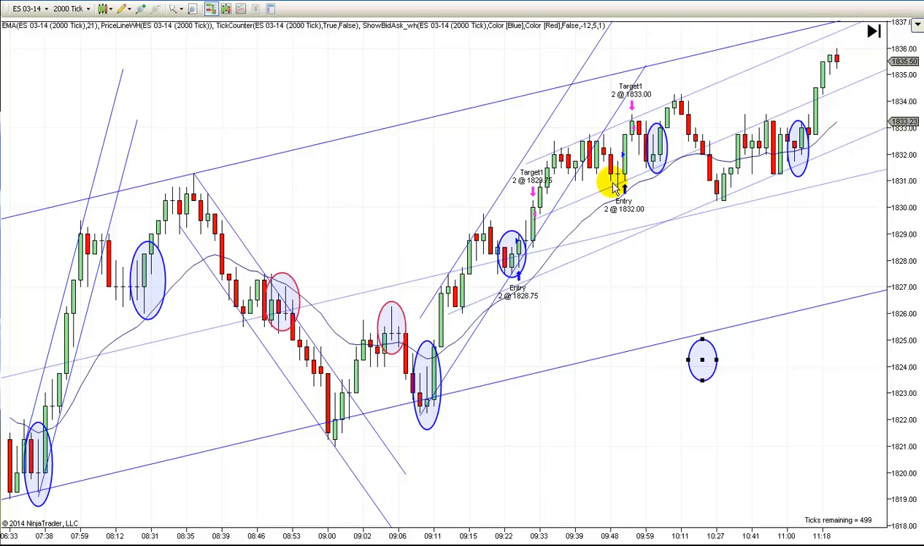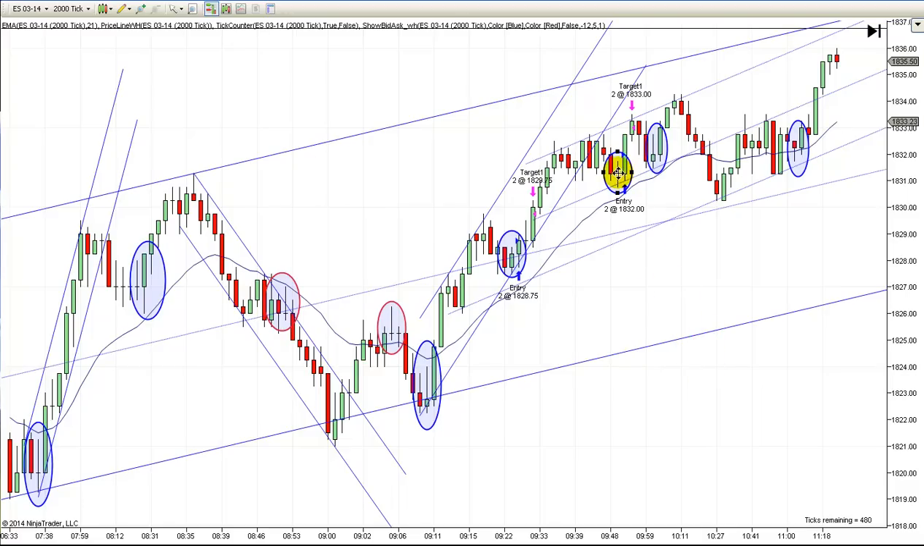There's a two-legged pullback to the EMA. There's a second entry long counting off the highs. We're looking for a retest after the break of this channel. There's just every reason to go. And that one took maybe 30 or 45 seconds as well. And so there's your $200.